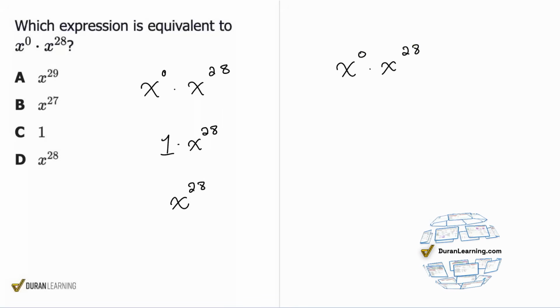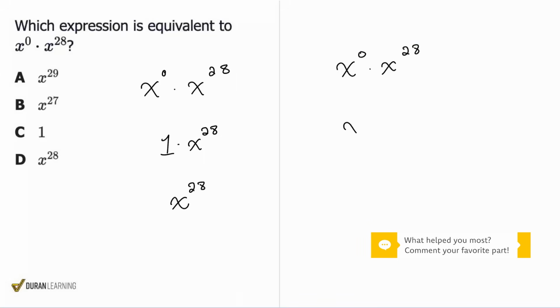Yeah, we can add those exponents. So for the spirit of wasting time for no reason, we're going to add 0 and 28, and it's going to give us x to the power of 28. And there we go. So the correct answer here, everybody, is answer choice D.